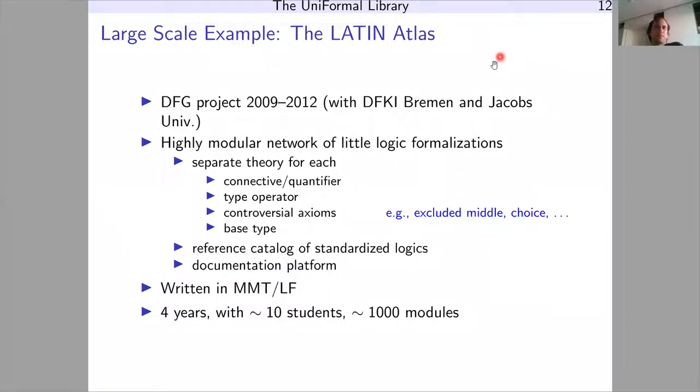The first thing I did, just after my PhD thesis, I was part of a project together with Till Mossakowski at DFKI Bremen and Michael Kohlhase at Jacobs University in Bremen. We called it the Latin Atlas. The idea was to build a network of formalizations of all the logics that exist. Means every connective, every quantifier, every type theoretical feature is defined in its own module. And then individual logics can be built by just combining the building blocks. So think software engineering technology applied to logic design. So you could call it logic engineering.